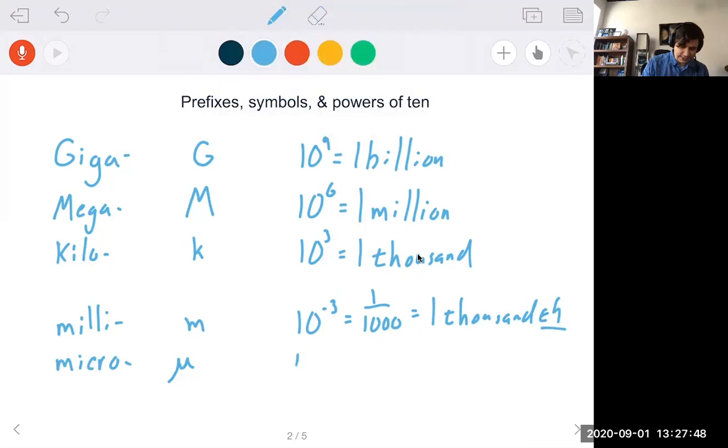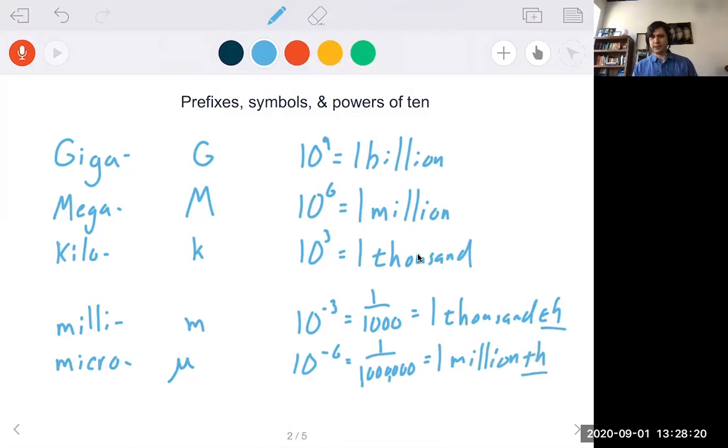And that's 10. Notice that these were all powers, so it was 10 to the 9th, 6th, 3rd. There's a difference in the exponent of 3. This is 10 to the minus 6. A nice little pattern that we have going on. So this is 1 over 1 million. So this is 1 millionth. Really, really, really, really small.